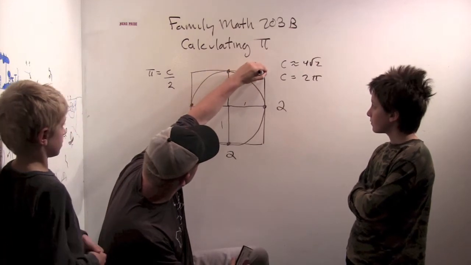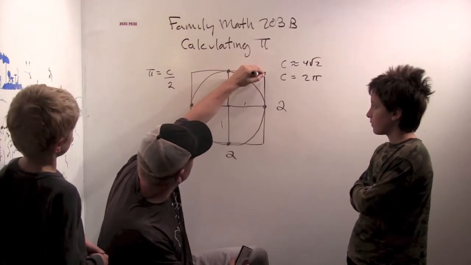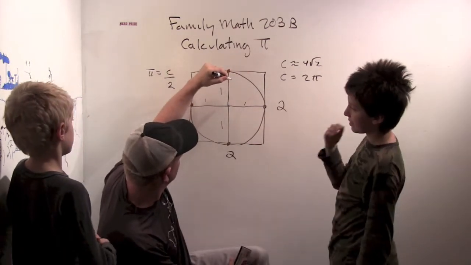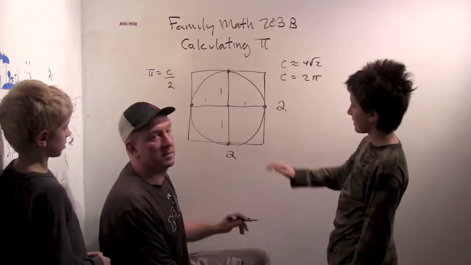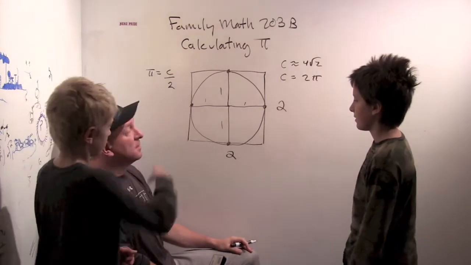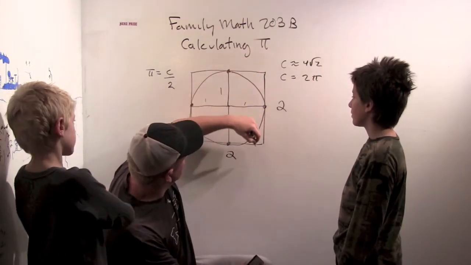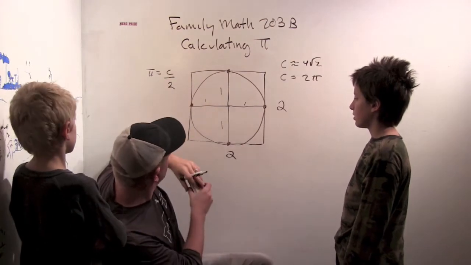I'm going to fold in the corners of the square. Oh, by the way, what's the circumference of the square? It's 16 because that's 8. You see that? Because all the sides are 2. 2 on each side. Okay. So the circumference of the square is 8.